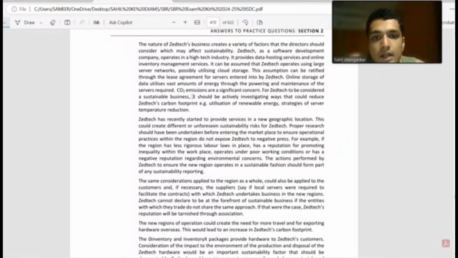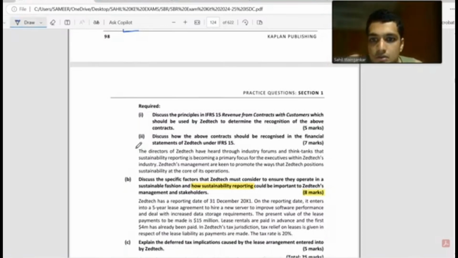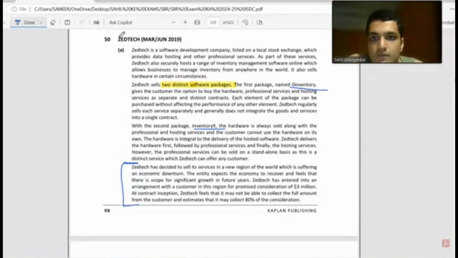It should actively be investigating ways to reduce the carbon footprint, for example, utilizing renewable energy strategies for server temperature reductions, etc. So, you know what? We just answered this much part. We should have actually taken into consideration this whole thing.